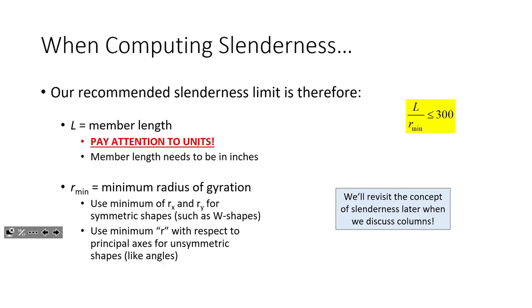Angles, on the other hand, don't exactly exhibit symmetry with respect to either the X or the Y axis. So in those instances, there's actually a third quantity. There's an RX, an RY, and there's actually an RZ. Okay? So if you look at the angle section in the manual, like section 1-7, look at those tables, look at the end. There's actually an axis Z-Z, and there is an R value there. That's the principal axis that generates the least radius of gyration. Kind of like using Mohr's circle to determine the worst case orientation. So for angles, just make sure that you're using RZ.